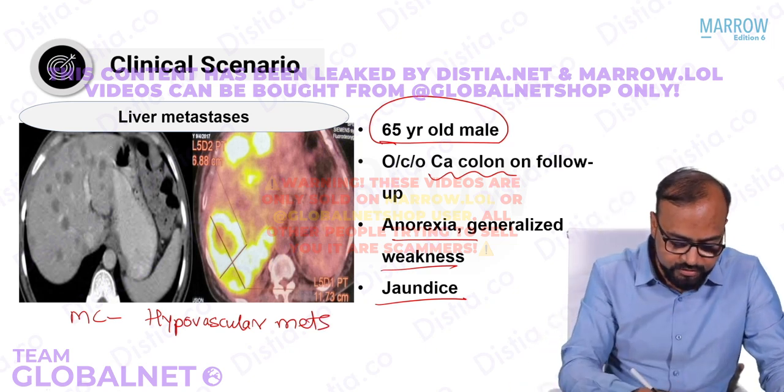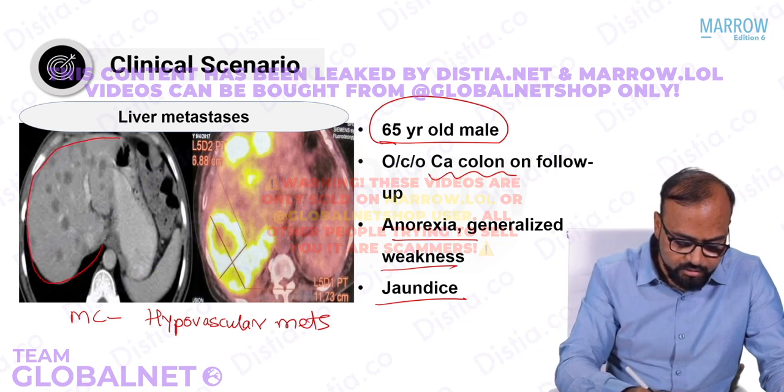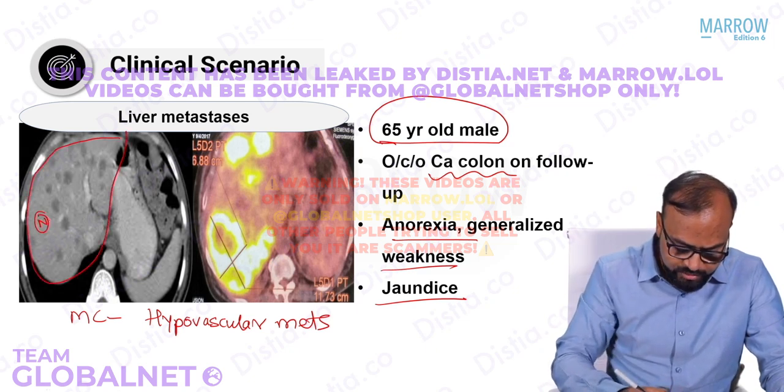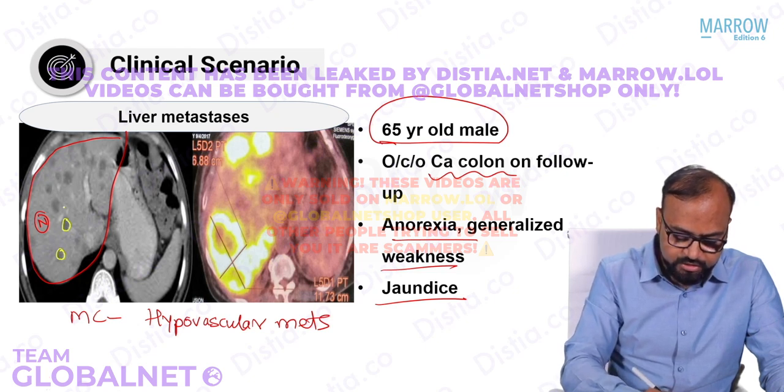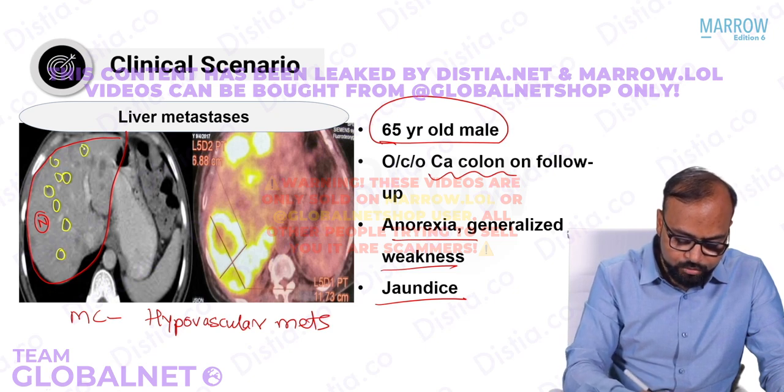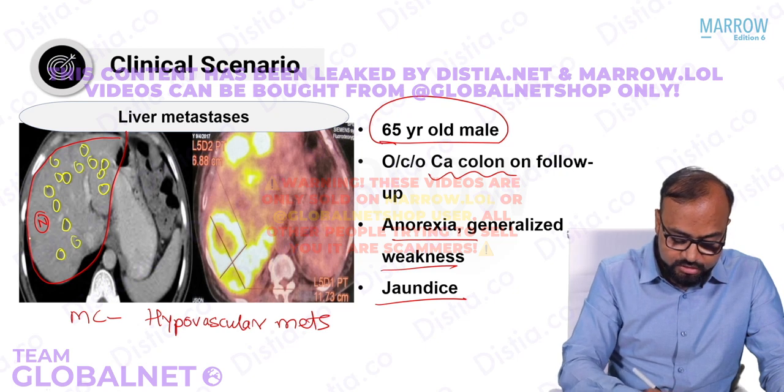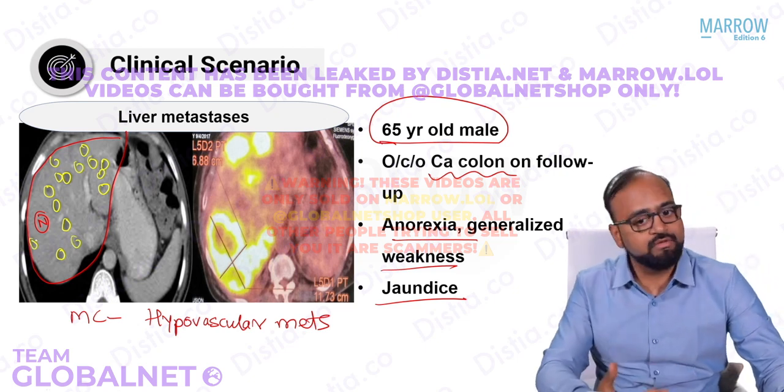So look at this portal venous phase. In this liver, look at the enhancement of the normal liver, and as compared to that, look at these dark appearing lesions, multiple ones. Can you see? They are enhancing less as compared to the normal liver parenchyma. So these are called hypovascular metastasis. This is the commonest appearance of liver mets.